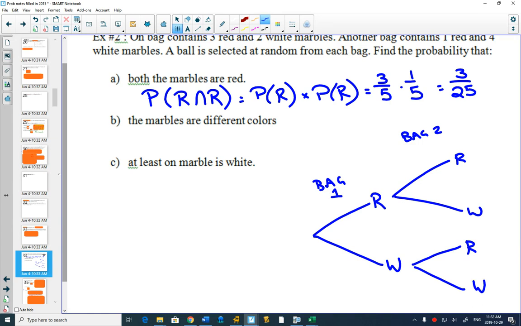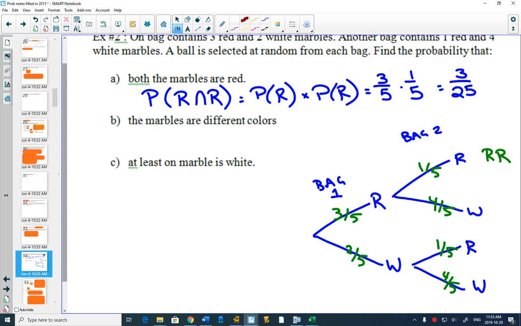With a tree diagram, you can also show the probabilities on the branches. So getting a red one out of the first one was 3 out of 5. Getting the white one was 2 out of 5. In the second bag, the red one was 1 out of 5, and the white one was 4 out of 5. For question 1, we were looking for red and red. There's only one branch that shows that.